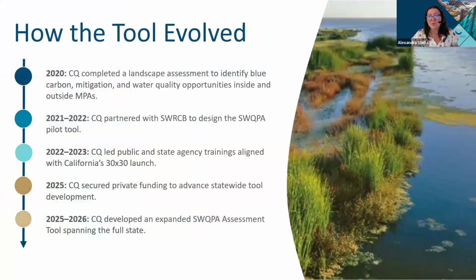So the statewide tool actually started a lot sooner than 2026. Coastal Quest began partnering with the State Water Resources Control Board in 2020, where we worked to identify how we could support statewide water quality goals. And through this process, state water quality protection areas, SWQPAs, emerged as a strong opportunity because they connect water quality protection with coastal management, public participation, and California's 30 by 30 conservation goals.